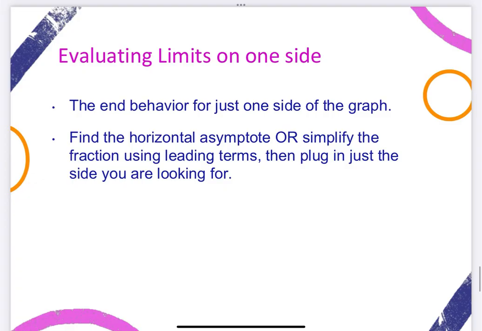If you're evaluating a limit only on one side of your graph, it will say what's the end behavior as x goes to increase, or your input values increase without bound or decrease without bound, so you only get one side of your end behavior. You follow the same rules, okay? If it has a horizontal asymptote, then that's your answer. If it doesn't have a horizontal asymptote, then you're just simplifying the fraction like we did and plugging in one side, either positive infinity or negative infinity, not necessarily both.